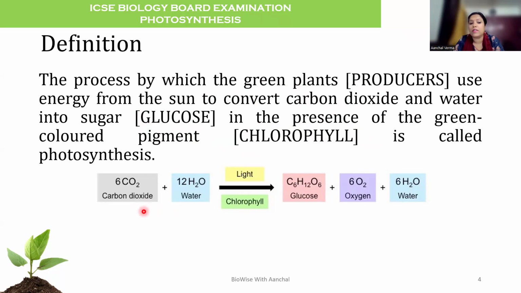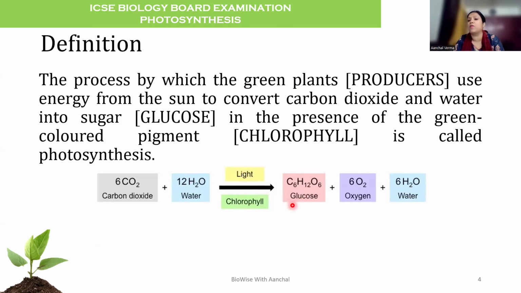So the reaction says 6 molecules of carbon dioxide react with 12 molecules of water in the presence of sunlight and chlorophyll and give you glucose, oxygen, and again 6 molecules of water. Children, remember, this is the only chemical equation that you're going to write for the process of photosynthesis. No other equation is given marks. Okay. In photosynthesis, chlorophyll and sunlight is a must. If you don't write this, you don't get a single mark.